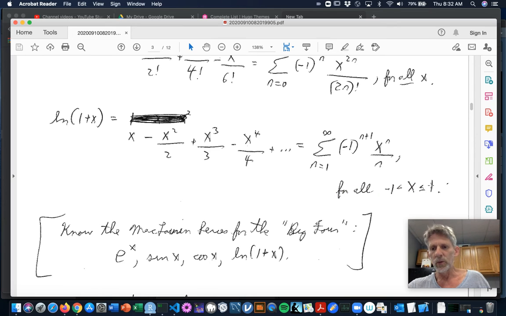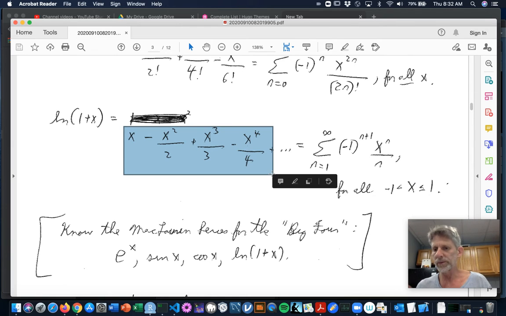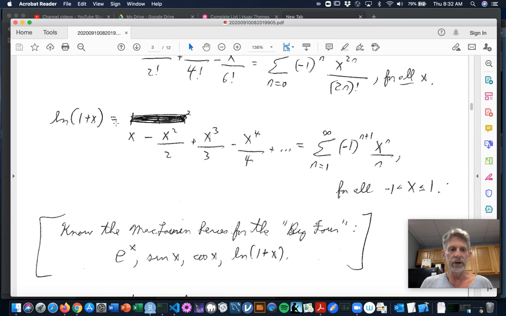In particular, the 1's kind of interesting. If you put in a 1 here, you get 1 minus a half plus a third minus a fourth plus a fifth and so on. You get that alternating harmonic series. And back when we studied alternating series, we found that one converges by the alternating series test. But what does it converge to? Well, guess what? It's going to converge to log of 1 plus 1, log of 2. All the time it was log of 2.